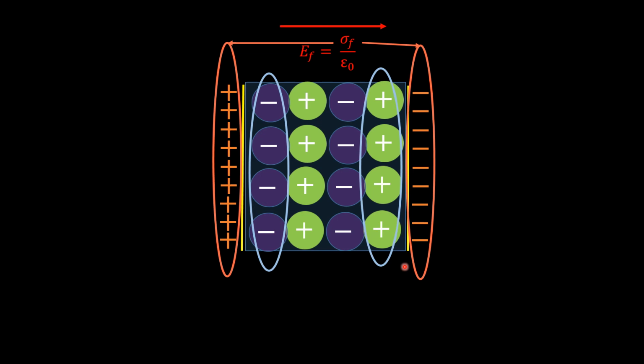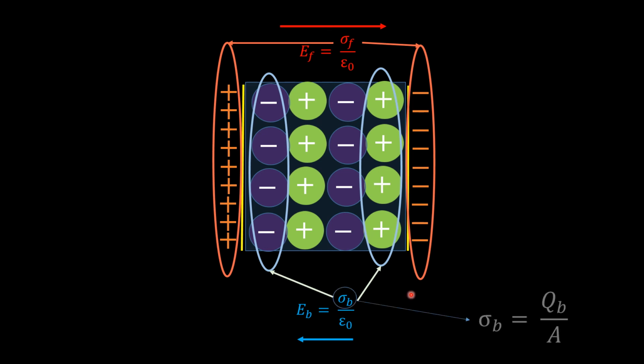And the electric field due to this charge is called the electric field due to bound charge, and we will denote it with EB. And what is sigma B here? It is surface charge density. It is again Q by A, but which Q are we talking about now? It is the bound surface charge. So where is this QB? QB is the charge on the surface of the dielectric. And what is sigma F? It is the surface charge density due to free charge on the plates of the capacitor.